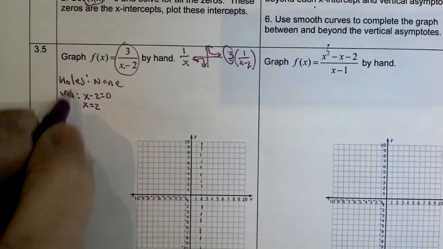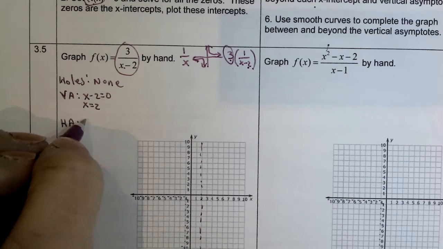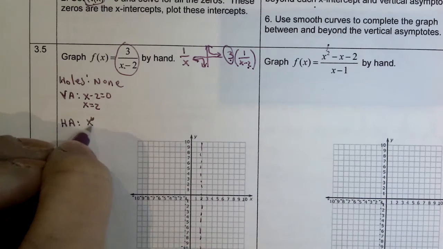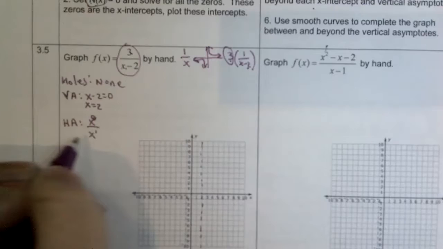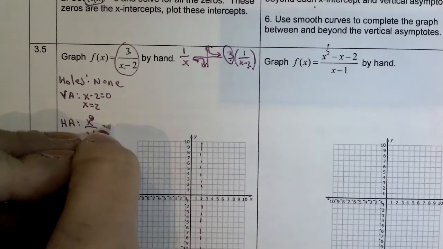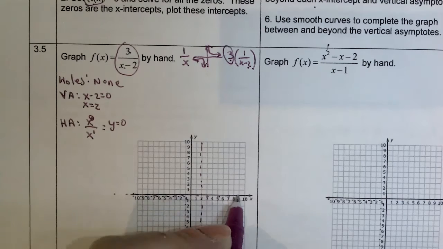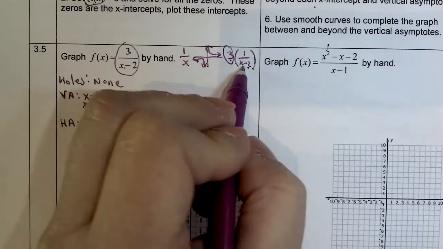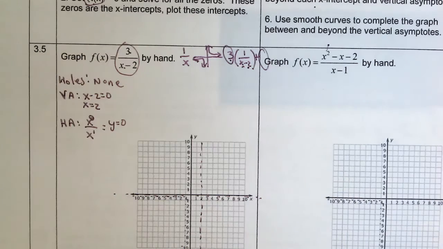The next step is to find my horizontal asymptotes. So I have an x to the 0, there's no x up here, over an x to the 1. So my horizontal asymptote is at y equals 0. And if you look at this, notice we said it moved to the right 2, but it didn't shift up or down any.